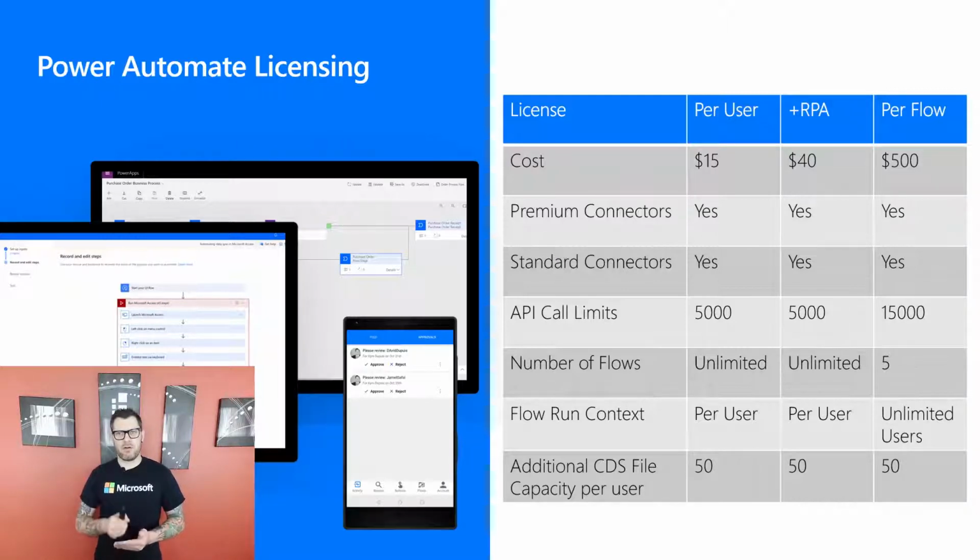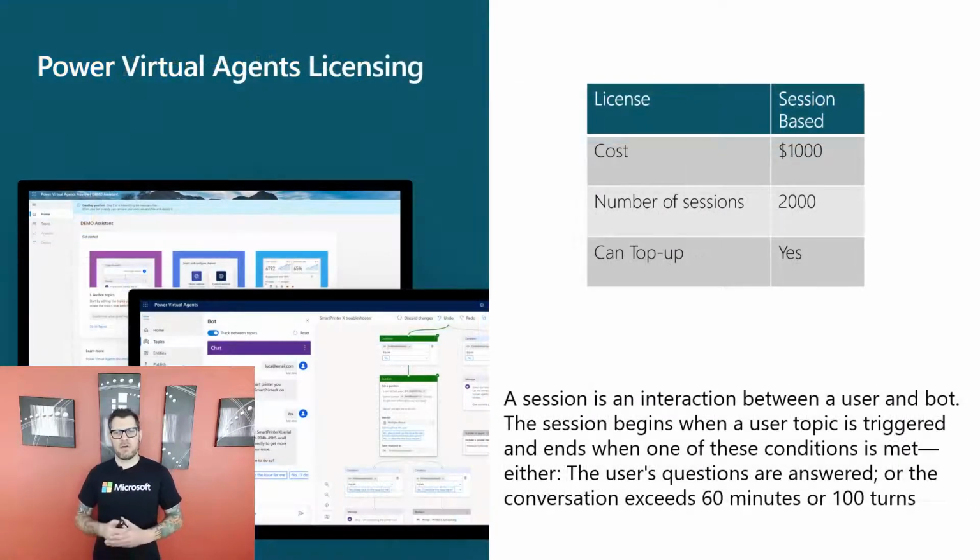Now, per user and RPA, when they're licensed against the user themselves, are unlimited, whereas per flow, you only get 5. But those per user and RPA plans are run within the context of the user, whereas the per flow license is run within the context of the organization. So typically, those big automations or big interfacing tools or processes, that's where you want to use your organization-wide flows.